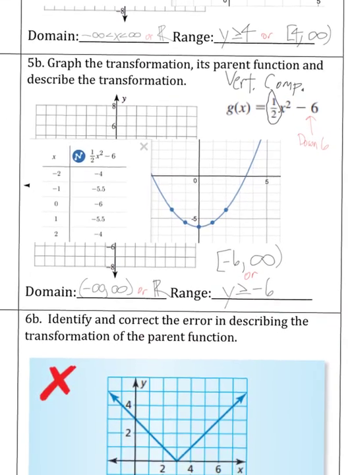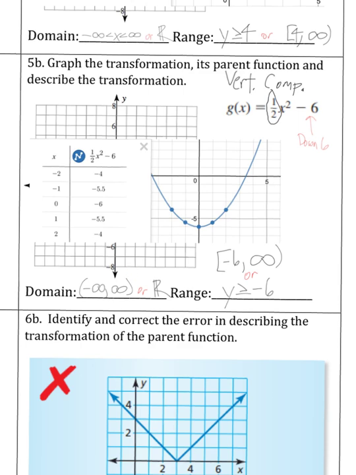5, graph this transformation. Okay. The 1/2 made it vertically compress. The -6 made it go down 6. So here it is down 6, and it looks a little bit wider than it should. And so this is the range, -6, comma, infinity, or y is greater than or equal to -6, and the domain is all real numbers.